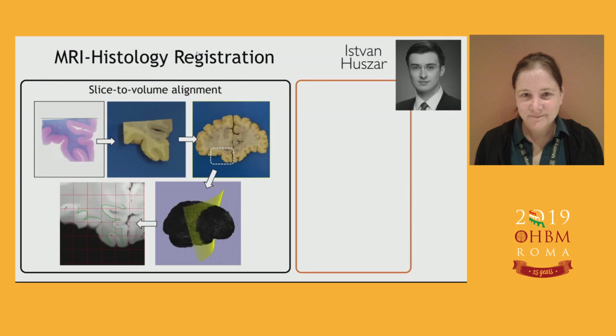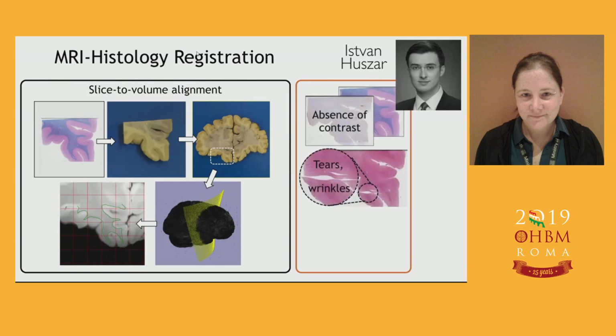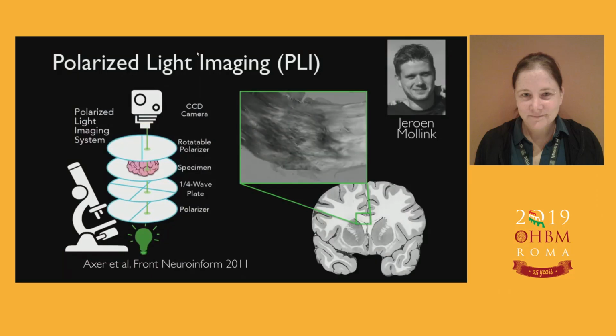Finally, there's registration. Again, this was touched on briefly, but we have histology slides that we generally don't have whole brain. We need to somehow manage to shoehorn this into a whole brain data set. We have to deal with absence of contrast, tears and wrinkles, things like staining artifacts. And these are issues that the techniques that we use in MR, the brilliant alignment tools that we have, simply aren't able to handle. So many people around the world are working on this. At our center, Istan Husar is working with Mark Jenkinson to try and come up with pipelines and tools that are actually appropriate to all of these challenges.